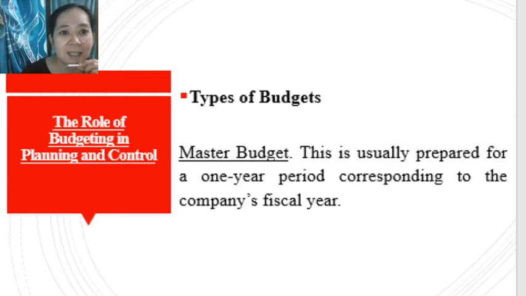Aside from that, the master budget is also prepared for a 1 year period corresponding to the company's fiscal year, or whichever the company is following in terms of financial period. So normally it's for a 1 year period.